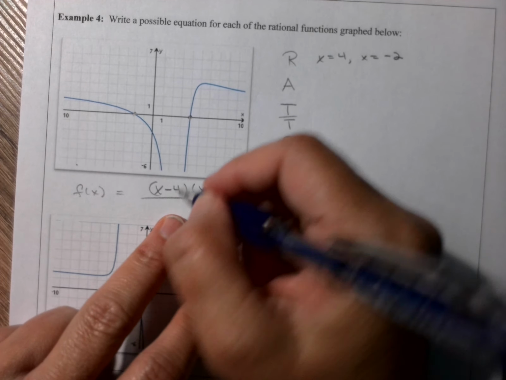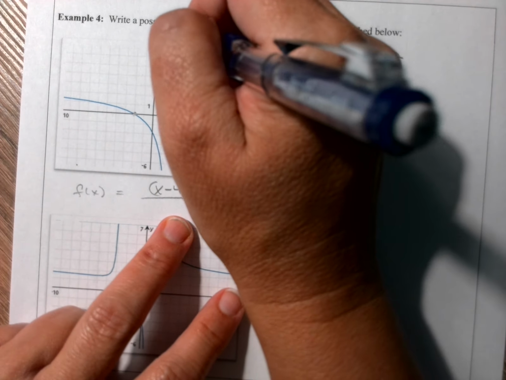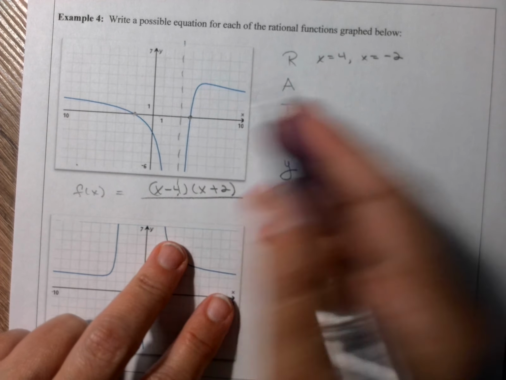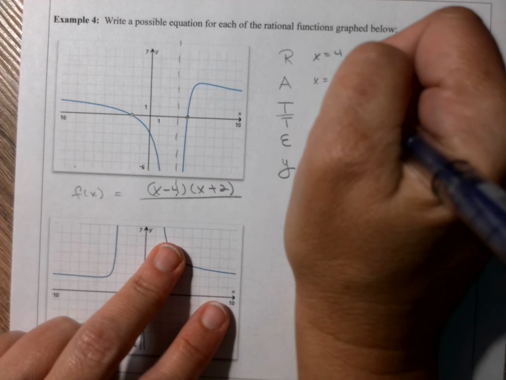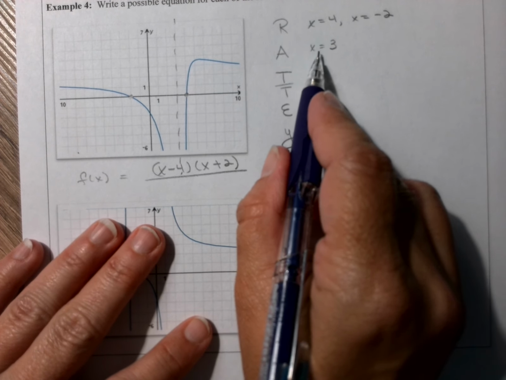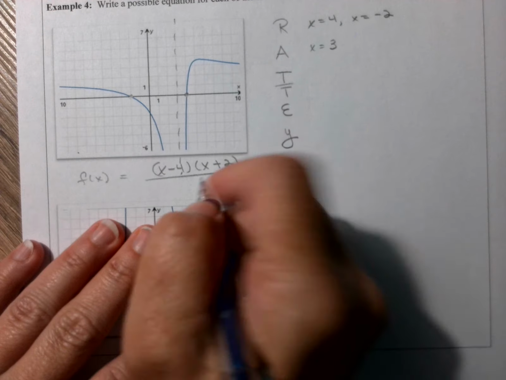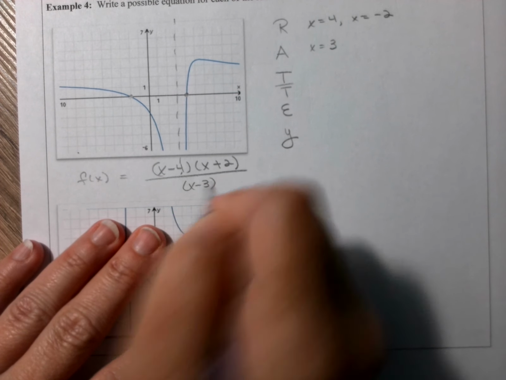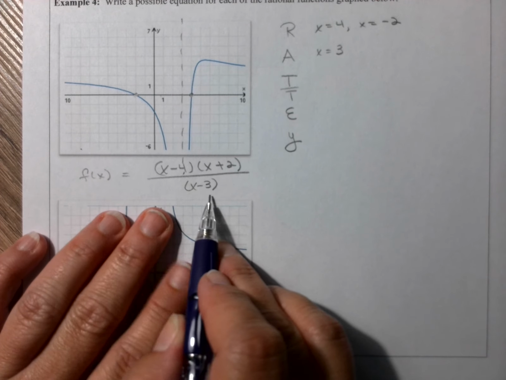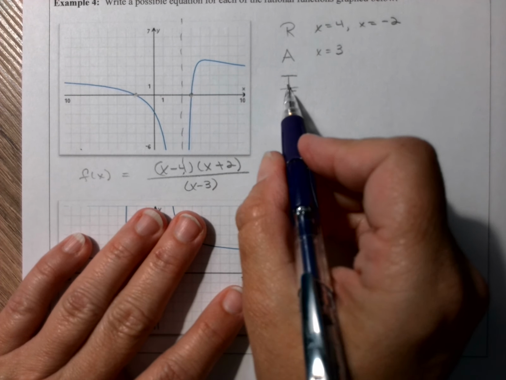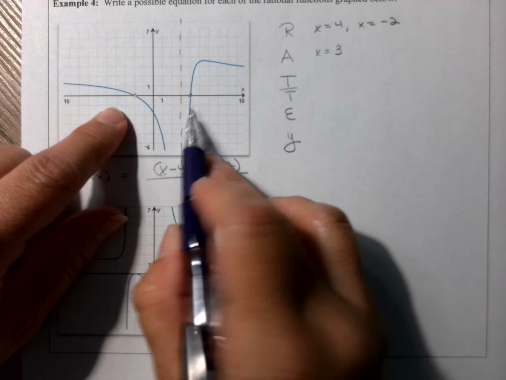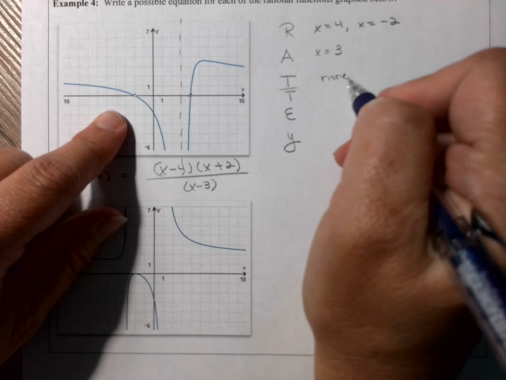The vertical asymptote, from this graph, it's kind of hard to tell, but it is here at x equals 3. That's a vertical asymptote, which means that my denominator is going to equal 0 when x is 3. So that means I'm going to have x minus 3 in the denominator, because if I plug in 3 there, that makes that 0. Now, tangency, if I look at my roots, I'm crossing the axis at both of those, so we don't have that.